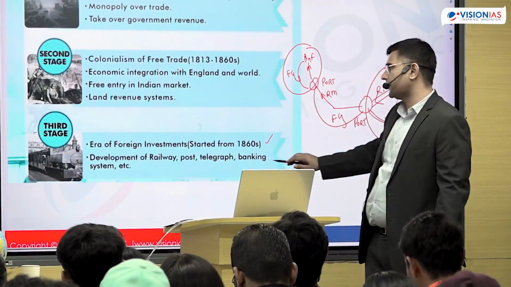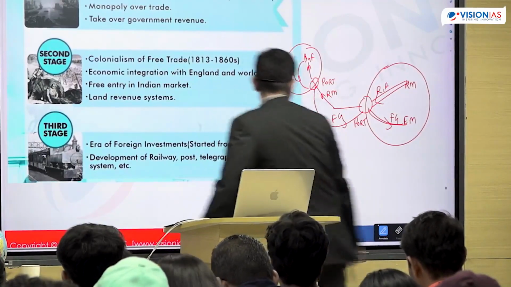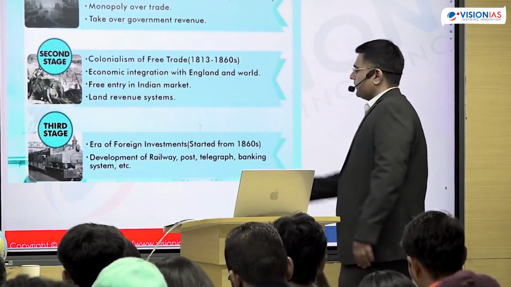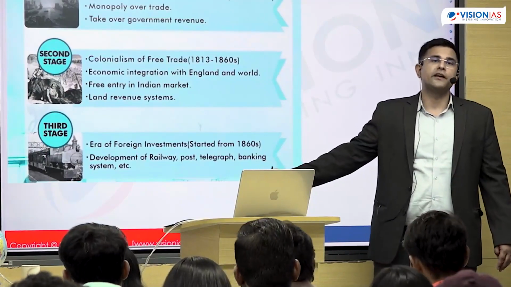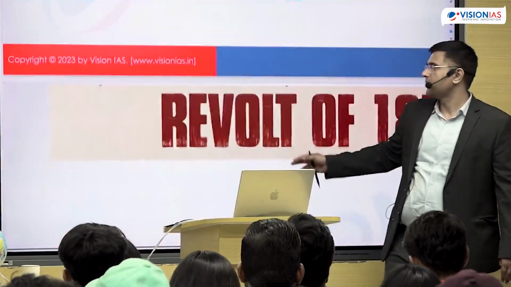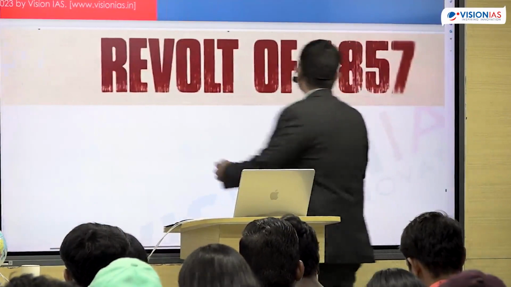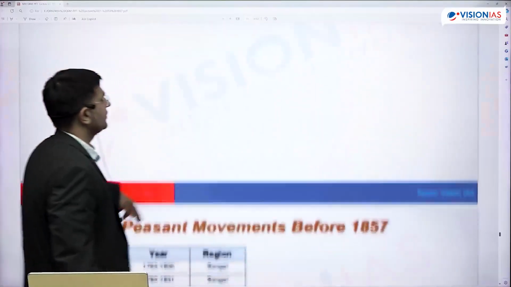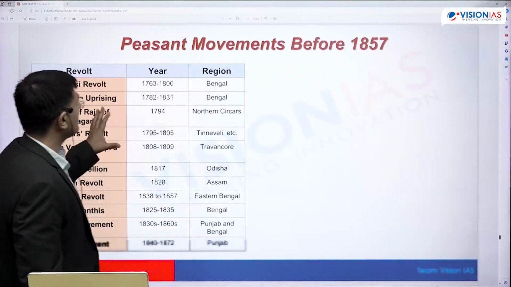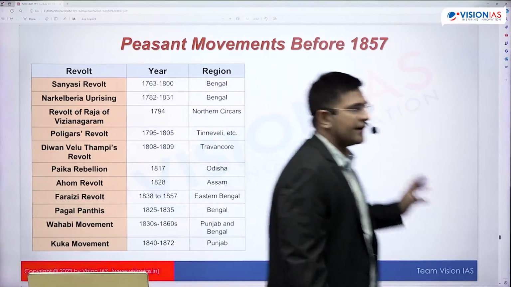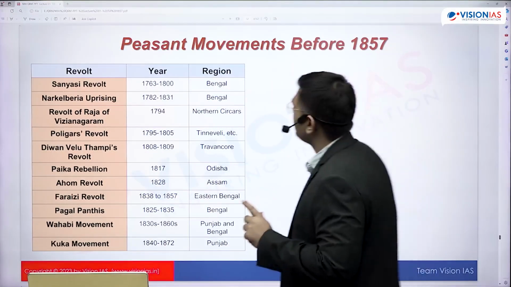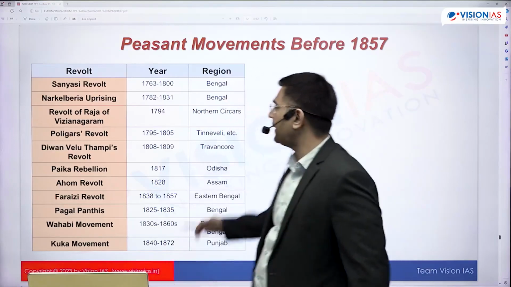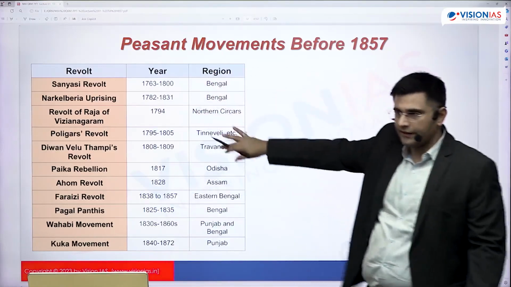Development of railway, post, telegraph, and banking system also. So ultimately the Jagat Seths were replaced by Firangi banks, right? Then we have the revolt of 1857. If you talk about the revolt of 1857, I need to provide you some rough idea regarding the pre-1857 revolts also, some rough idea, right? Fine, these are the names which are there.